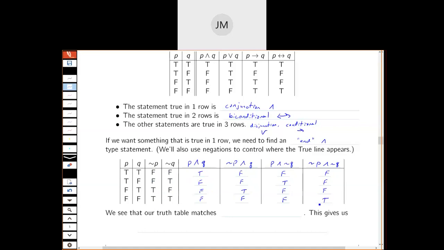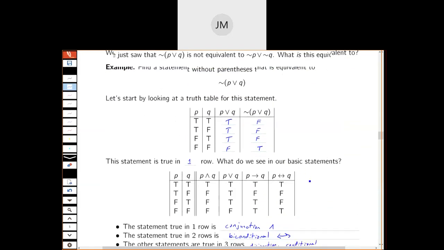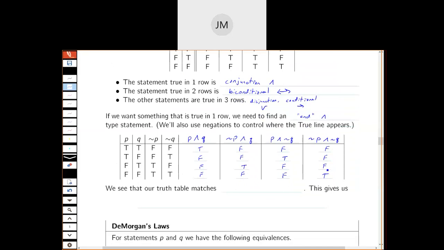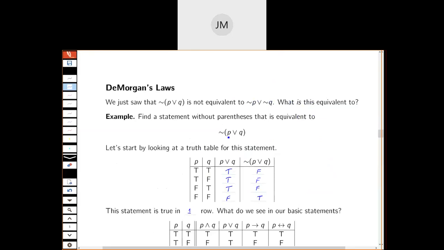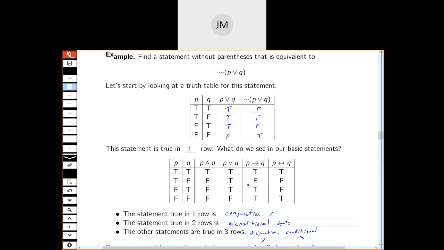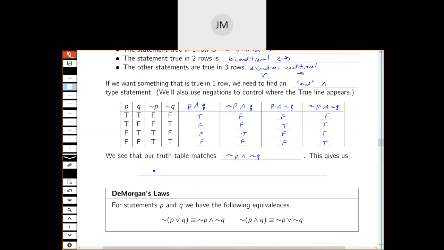Okay, remember that what we wanted was only one true on that fourth row, and that's what we see here. So our truth table matches the not P and not Q. So this gives us that our original statement, not P or Q, has the same truth table as not P and not Q. So not P or Q is equivalent to not P and not Q.